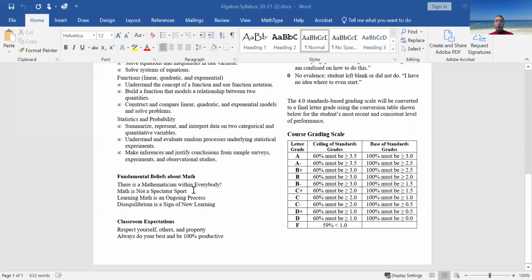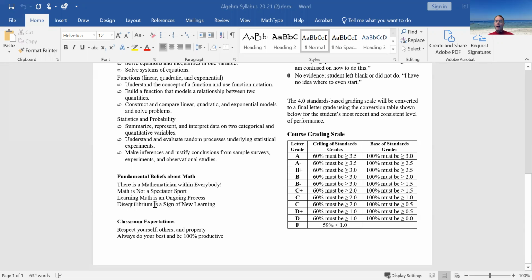Math is not a spectator sport. You can't just watch people do math and get better at math. You have to do it. It's a skill, and the only way to get better at a skill is to practice that skill. It's an ongoing process, and there's always math that you can find to do. I'm still learning new things in math, not necessarily every day, but every week for sure. I have multiple degrees in math, and it never ends. There's always more math to learn.